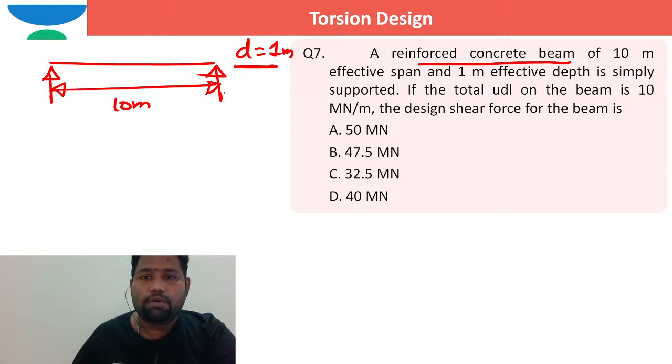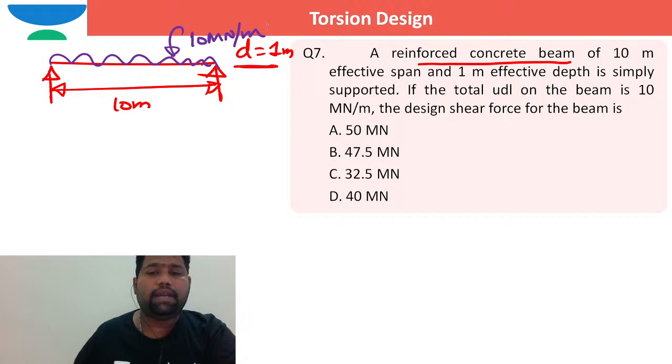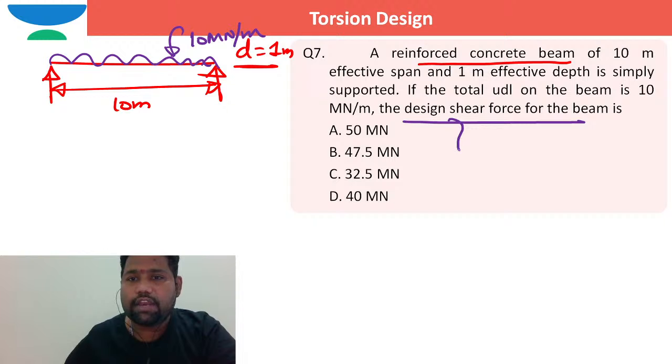It is simply supported. If the total UDL acting on the beam is, what is the total UDL that is actually acting on this beam? The total UDL is 10 meganewton per meter, right? 10 meganewton per meter. Then they are expecting the design shear force. What is design shear force? First of all, can you define?